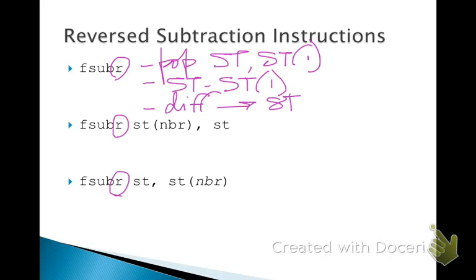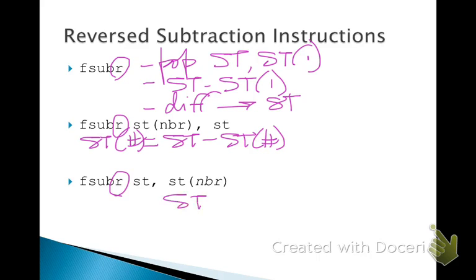Okay? Alright, so reverse instructions. Just keep these in mind. These are going to come in handy. We'll see these for subtraction. We'll also see them for division for the same reason. Again, subtraction, unlike addition, is not commutative. So I've got to have these reversed instructions. In the second case, we are going to calculate ST minus ST number, and ST number is going to get that difference. Okay, in the last case, I'm going to calculate ST number minus ST, and this will replace stack top.